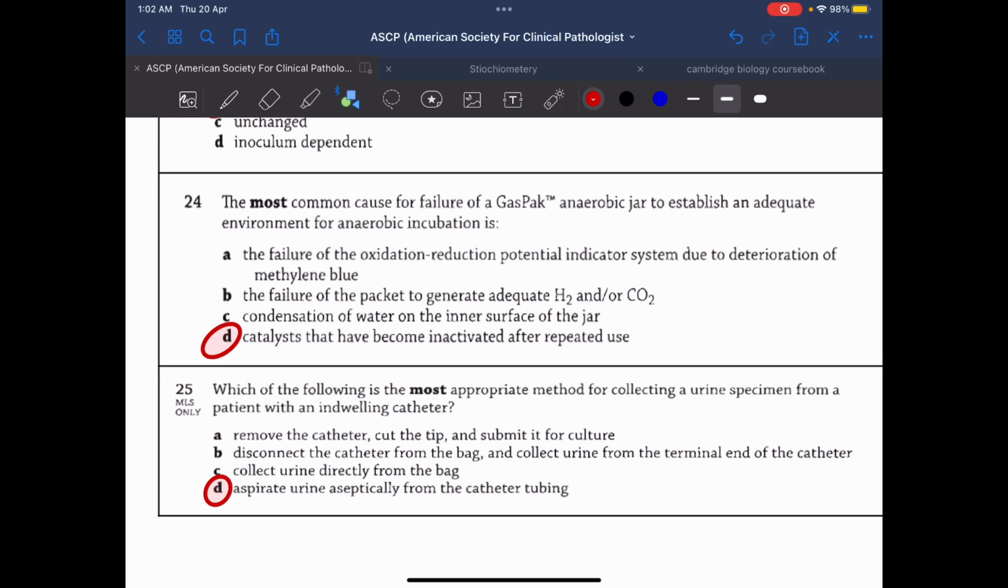These are the 25 questions in microbiology.